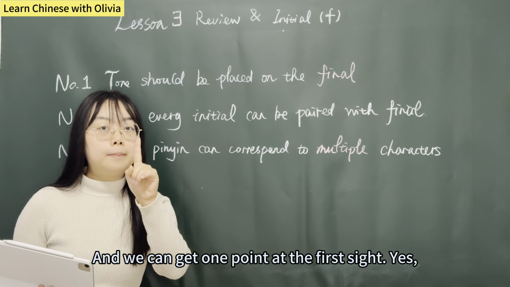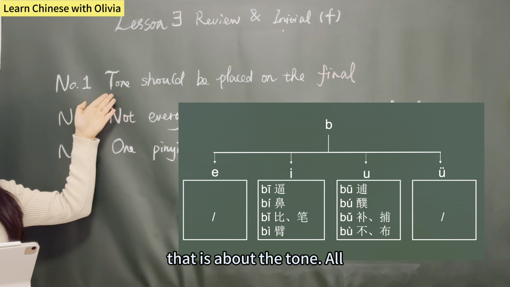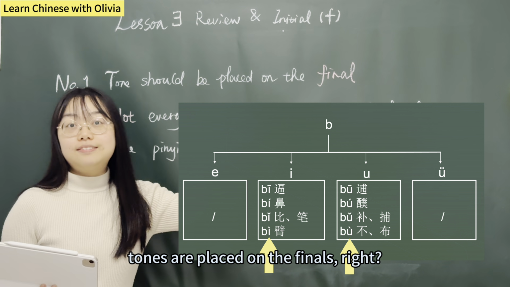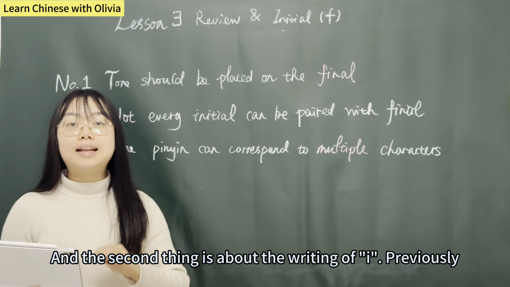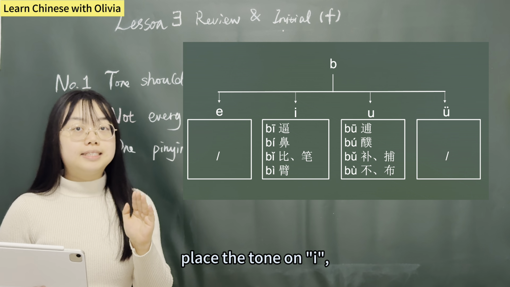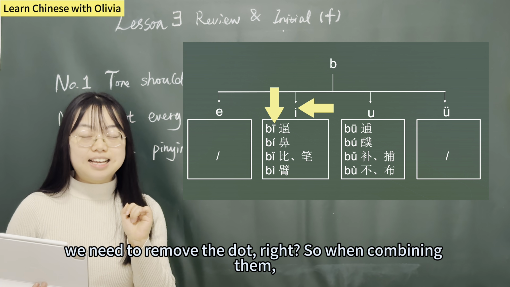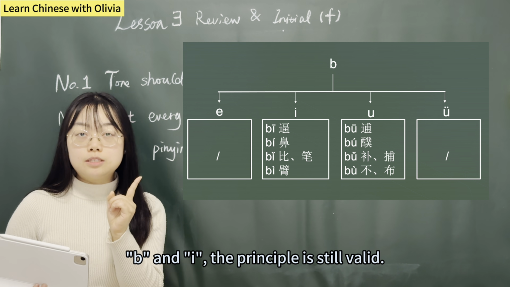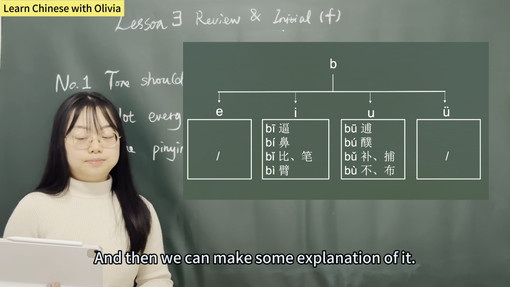And we can get 1 point at the first sight. That is about the tone. All the tones are placed on the finals, right? And the second thing is about the writing of E. Previously, we mentioned that when we place the tone on E, we need to remove the dot, right? So when we're combining them, bo and E, the principle is still valid. And then we can make some explanation of it.